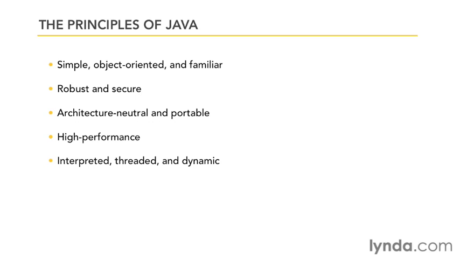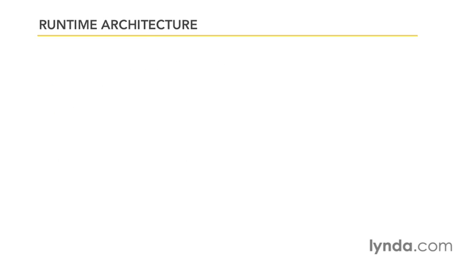It's multi-threaded, and it makes it easy to build applications that do more than one thing at the same time. And it's dynamic in that it can change data types at runtime as long as those data types are compatible with each other. Here's the runtime architecture of Java.